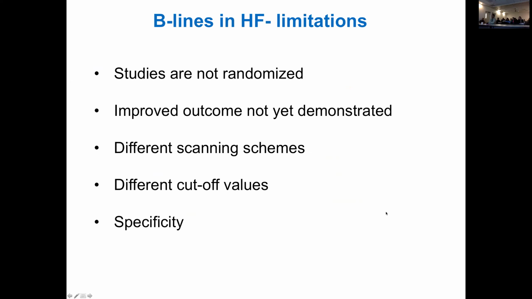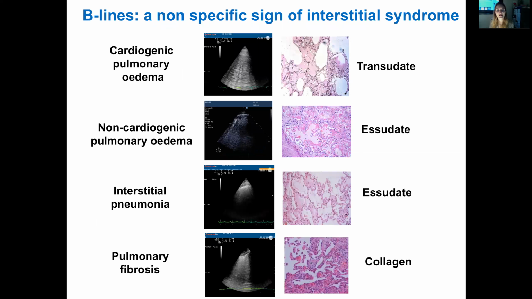The scanning scheme is not always the same in the studies, although there are 2 main scanning schemes that have been used. So also the cutoff values can change in some studies. And of course, there is a problem of specificity, which is very important and is something that we have to know when we do lung ultrasound. And the lack of specificity is intrinsic in the nature of B lines. So B lines are not a sign of cardiogenic interstitial edema. B lines are a sign of a partially deaerated lung, okay?